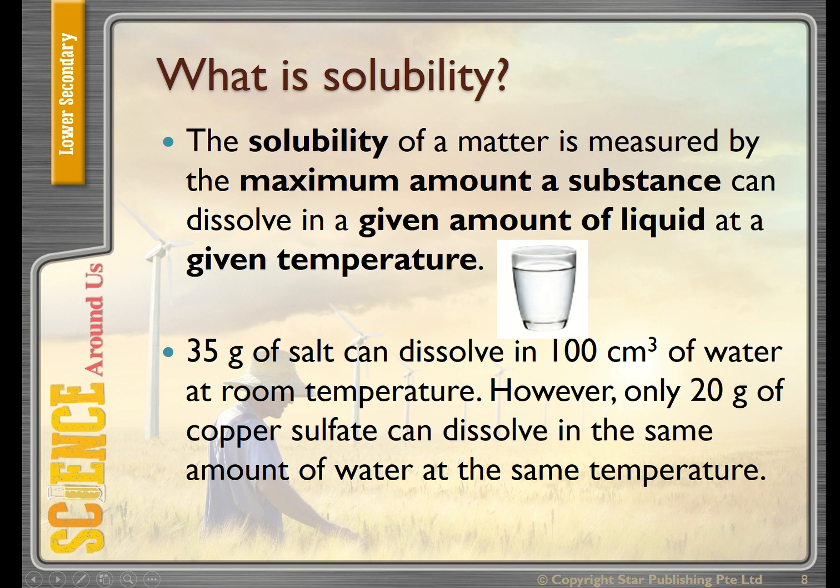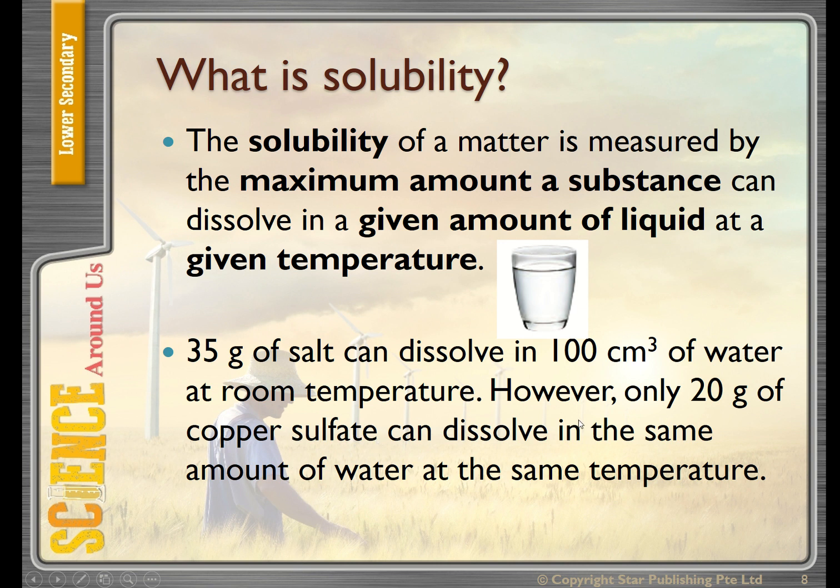Okay, so you can read the example here, same example, same logic. So it says that 35 grams of salt can dissolve in 100 cm³ of water at room temperature, but at the same temperature, for another substance, copper sulfate, only 20 grams can dissolve. So I will say that salt is more soluble in water compared to copper(II) sulfate.